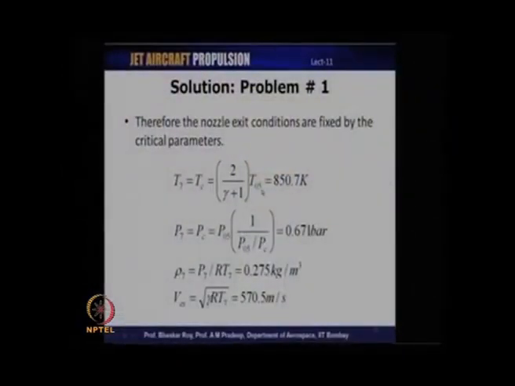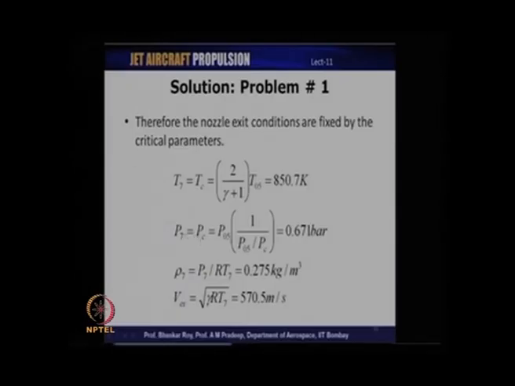So the critical temperature, that is static temperature T7, will be equal to critical temperature Tc, which is 2 by gamma plus 1 into T05, and it becomes 2 by gamma plus 1 because of the temperature ratios, that is T05 by Tc is 1 plus gamma minus 1 by 2 M square, and if we put M equal to 1, we get this expression. So Tc is 2 by gamma plus 1 into T05. So if we substitute for all these values, we get 850.7 Kelvin.